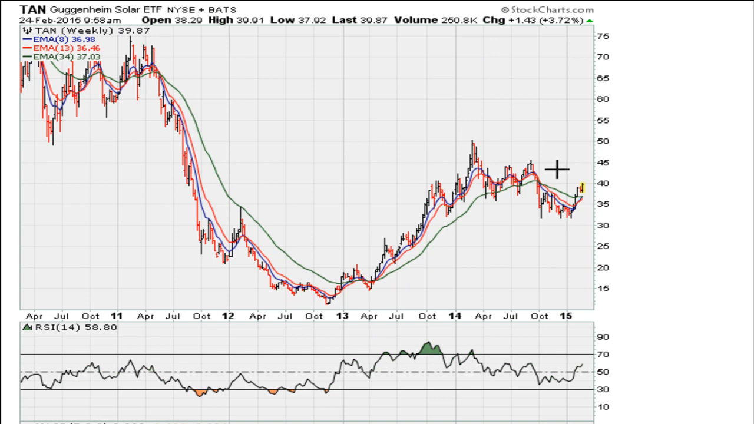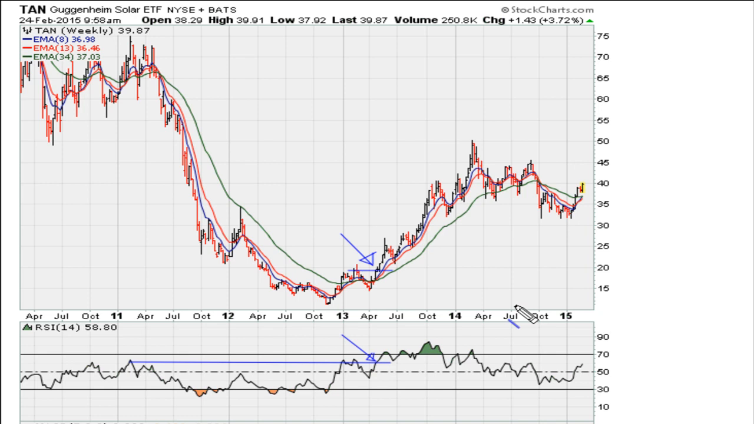Now let me take that off. I want to show you something else. Now those of us who are playing the solar space during this breakout, we went long the solar space. Why did we go long the solar space? Because we saw a breakout here to 3-year highs.